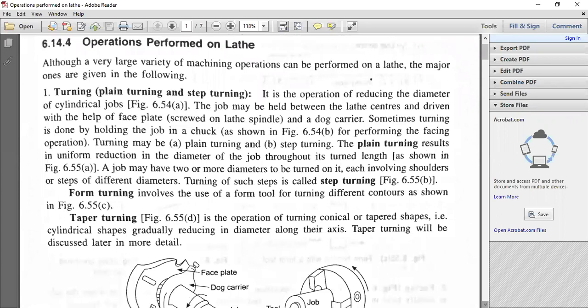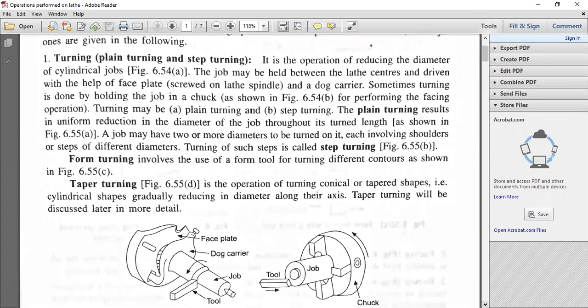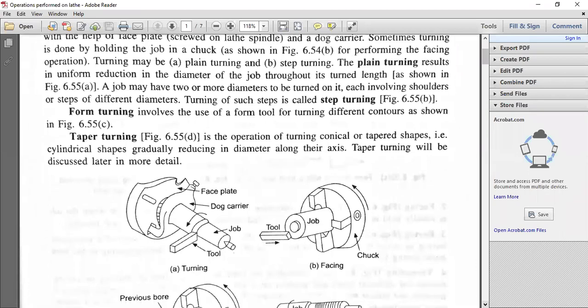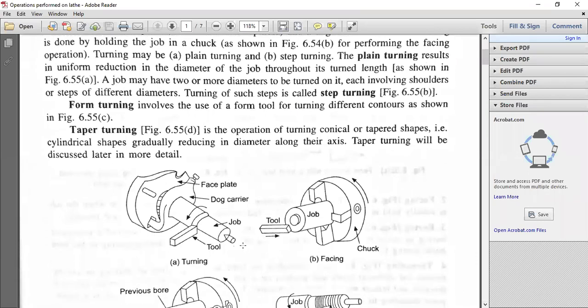But here, just try to see what are the different diagrams you have to follow as far as turning is concerned. In this diagram, figure A, we have the tool. Just see the position of the tool. And in facing, you see the tool is placed at the face of the job. The position of the tool is very important. What is your requirement? If you want to shorten the length of the job, you have to go for facing on the cylindrical face of the job. If you want to go for turning, it is the turning operation.